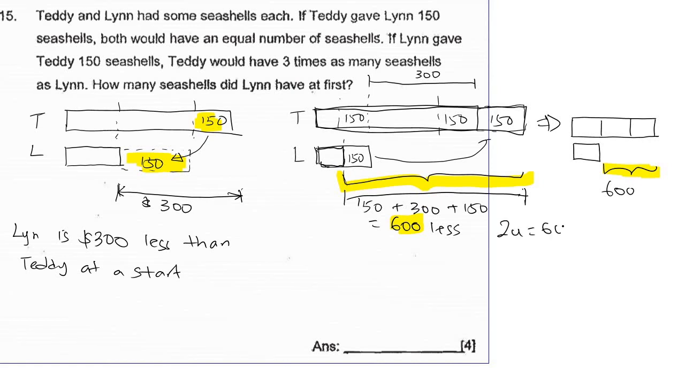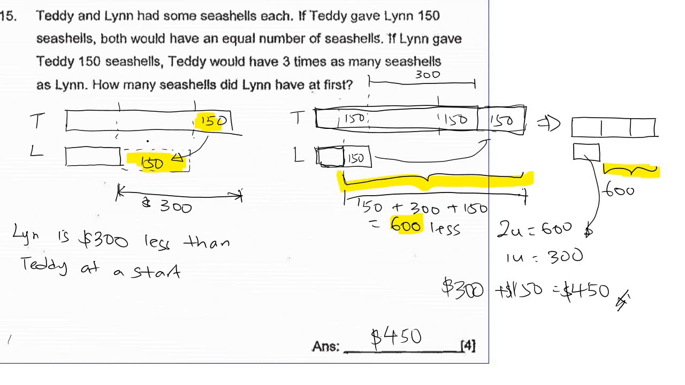If 2 units equals 600, 1 unit will be 300. Okay? If 1 unit is equal to 300, give me a minute. So you know that here is equal to what? 300. I add back because in the initial phase I didn't give the 150. So I add back 150. I will have $450. So this is the answer.